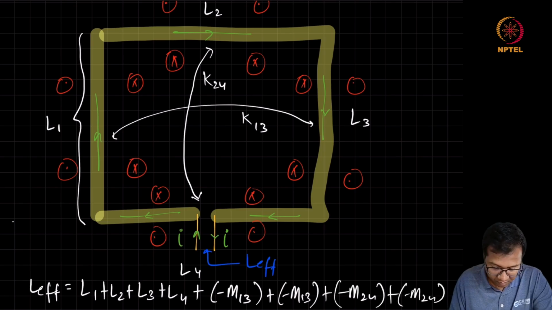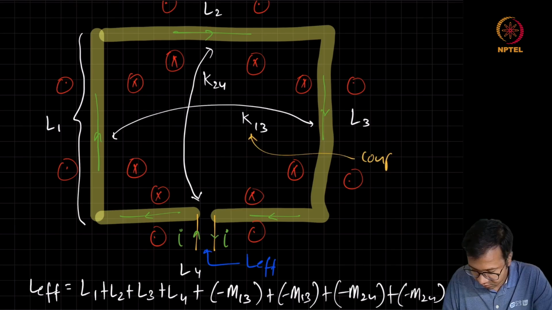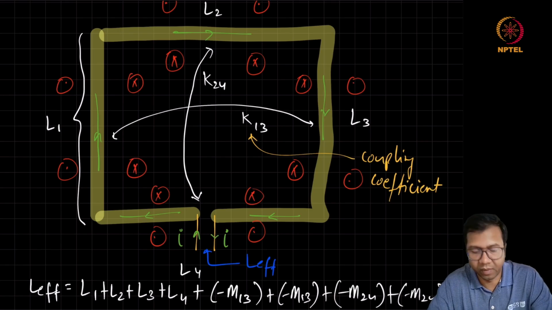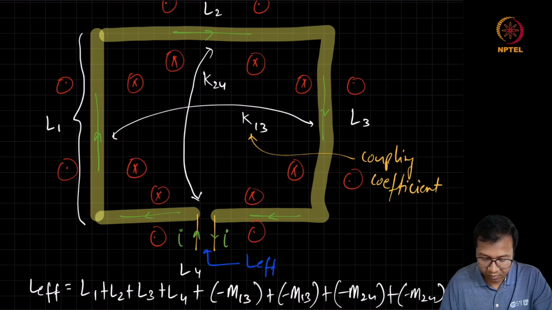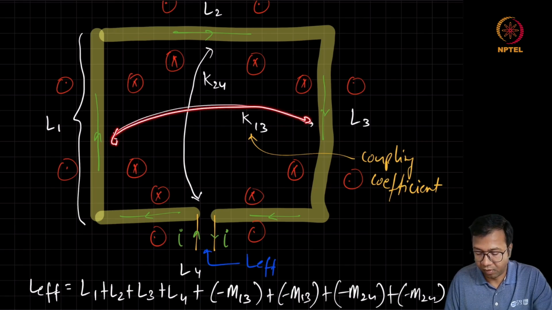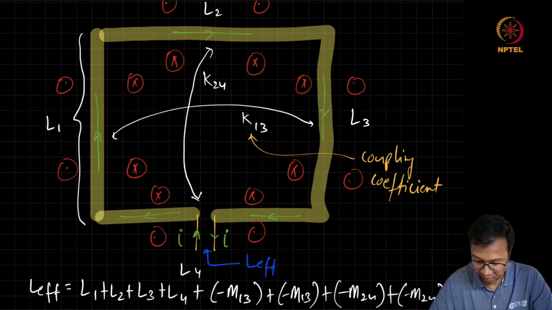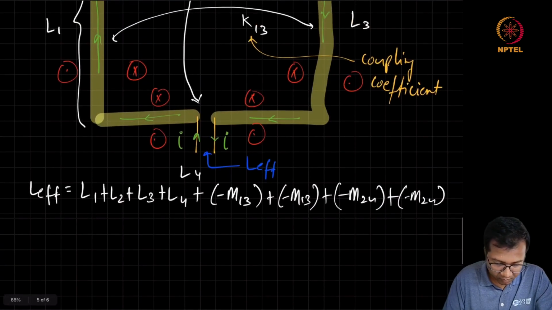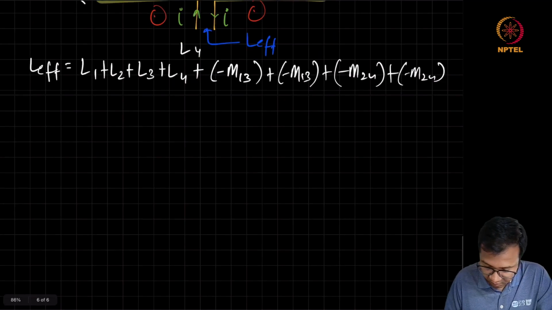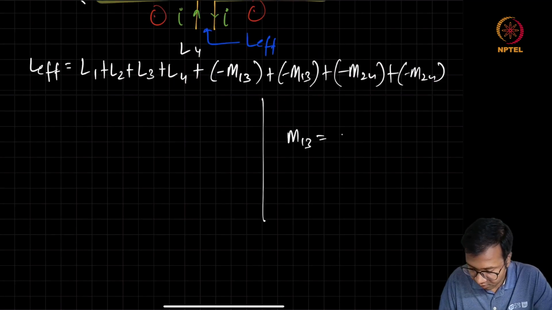This K is the coupling coefficient. And this coupling coefficient depends on the geometry. So here the K is 0 because they are orthogonal to each other, whereas when they are directly aligned with each other, we are going to get a high value of coupling coefficient. And you may already know that this M13 is going to be equal to K13 times the square root of L1 L3.